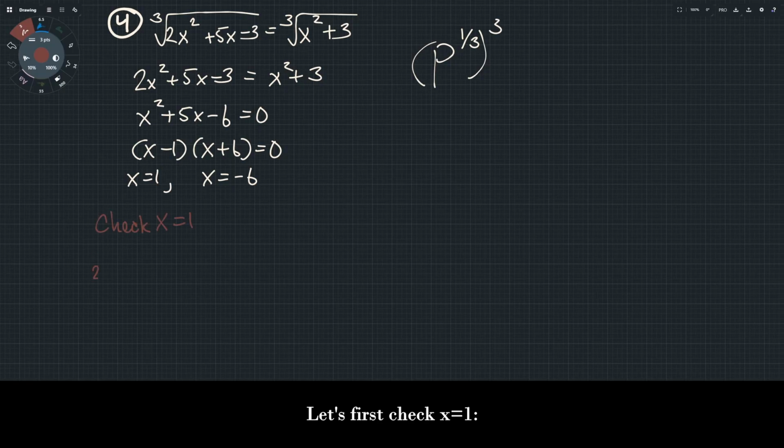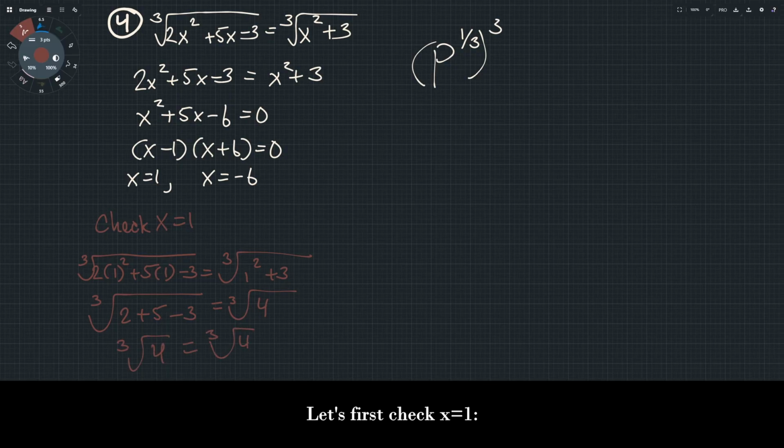Plugging 1 in, we get the cube root of 2 times 1 squared plus 5 times 1 minus 3 equals the cube root of 1 squared plus 3. We're left with the cube root of 2 plus 5 minus 3 equals the cube root of 4. Simplifying a little more, we get the cube root of 4 equals the cube root of 4. This here is simplified enough. Anything more would produce approximations. So x equals 1 is our solution.